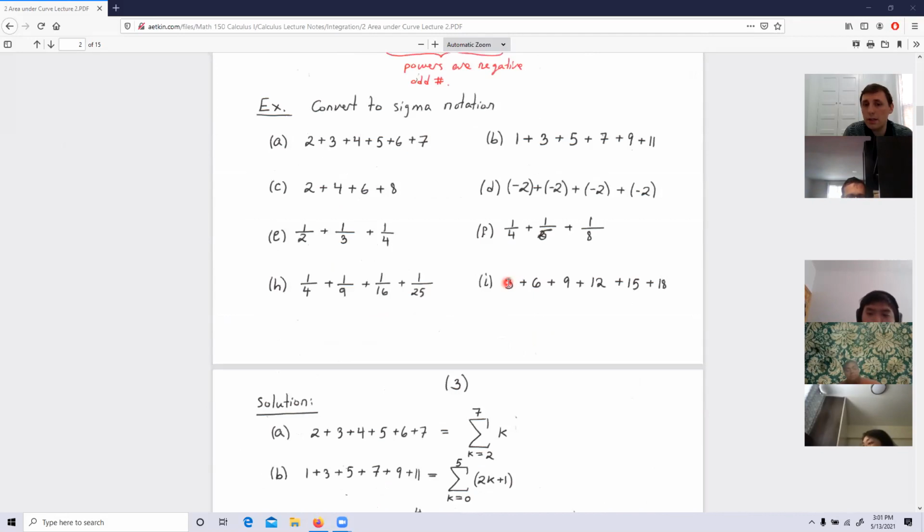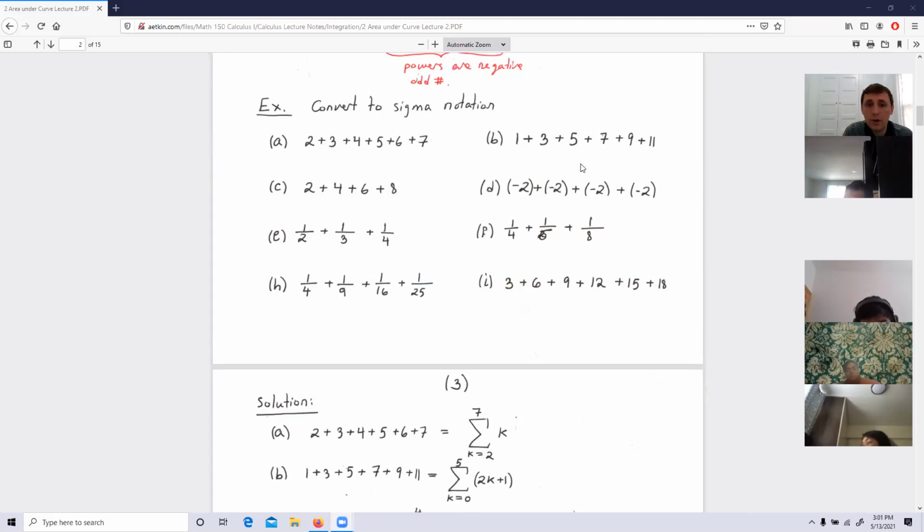And this one, look at it, I: it's 3, 6, 9, 12, 15, 18. Those are multiples of 3, right? 3 times 1, 3 times 2, 3 times 3, 3 times 4, 3 times 5, 3 times 6.